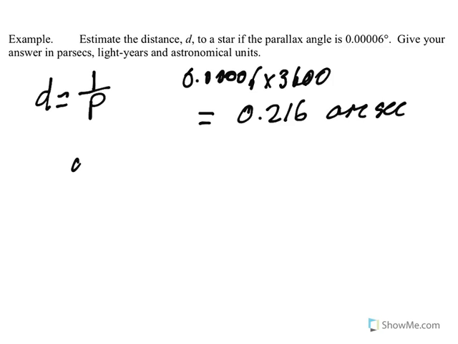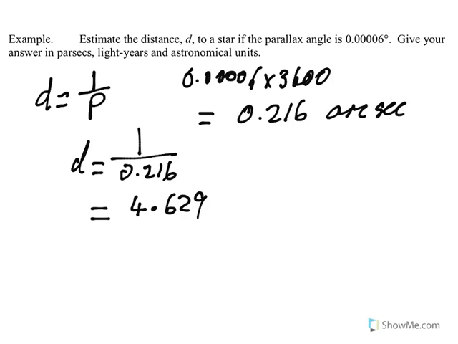All right, so our distance is 1 over that. When we do that on your calculator, you get 4.629. Now remember, that distance is measured in parsec, because that's what that formula is: p is in arcsec and the distance is in parsec. All right, so that's the first bit. Now, light years.